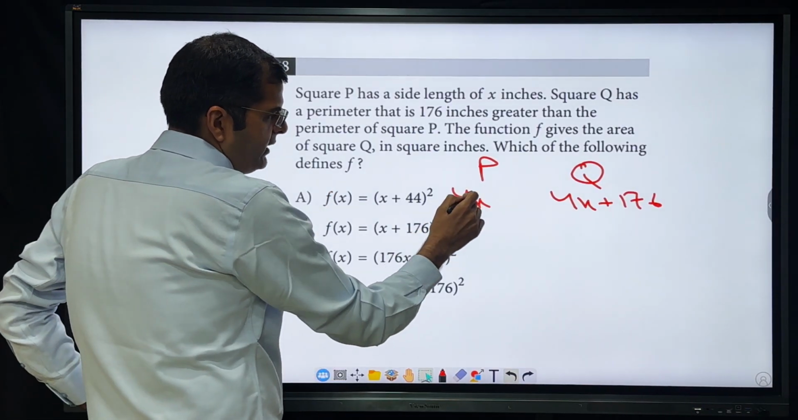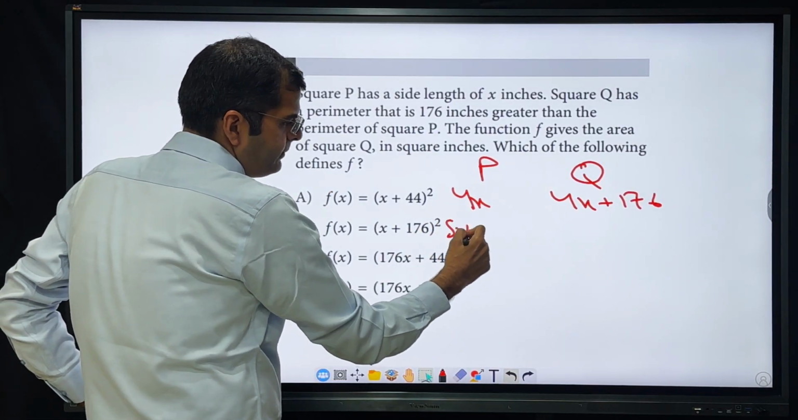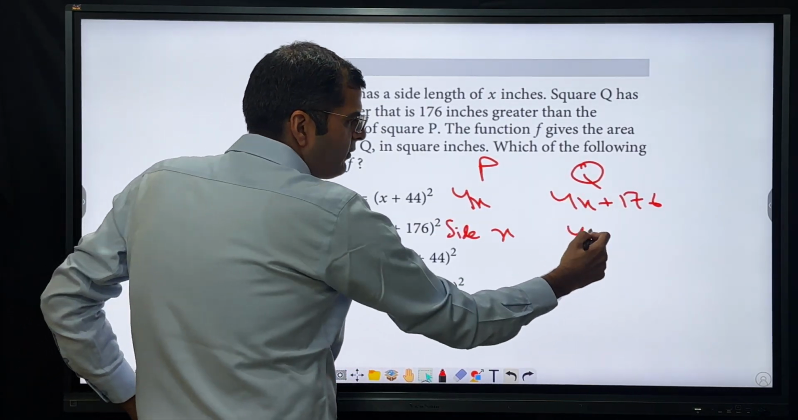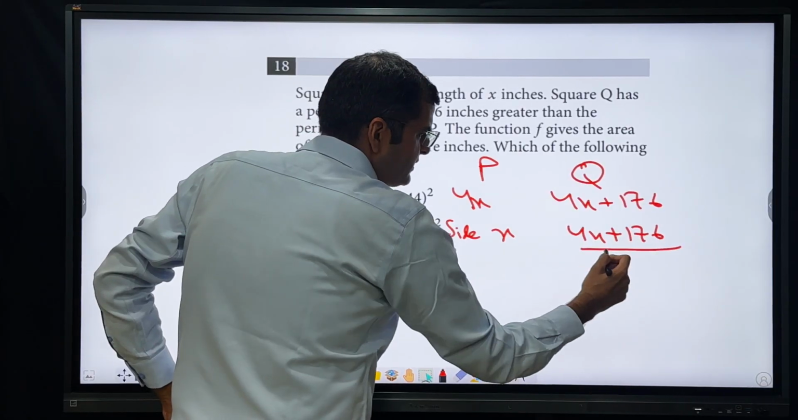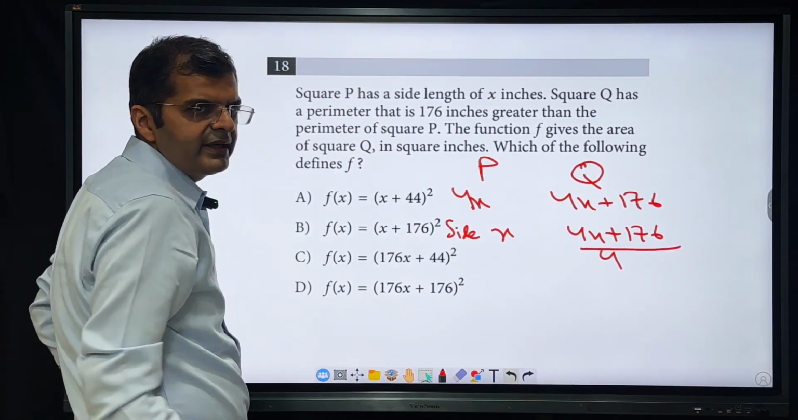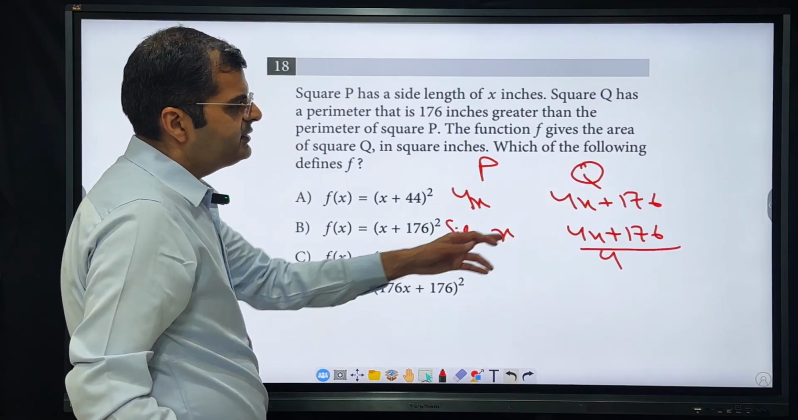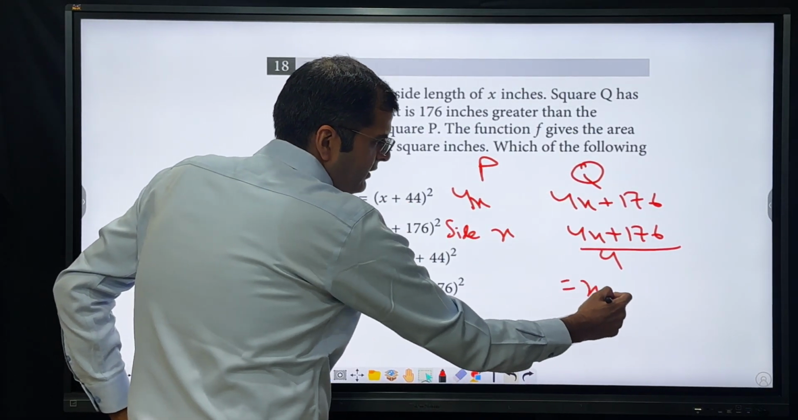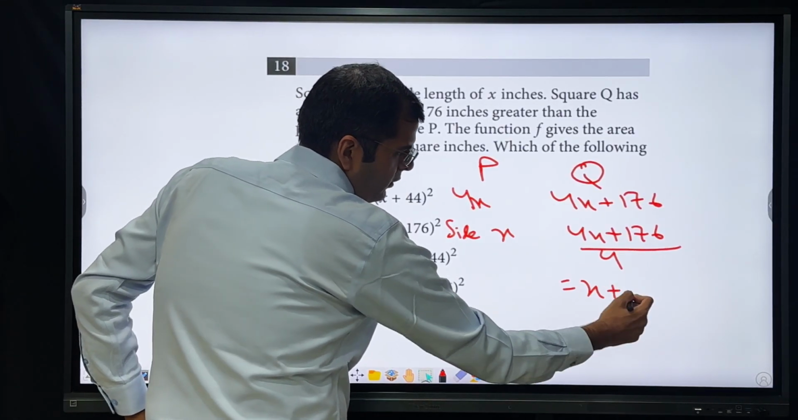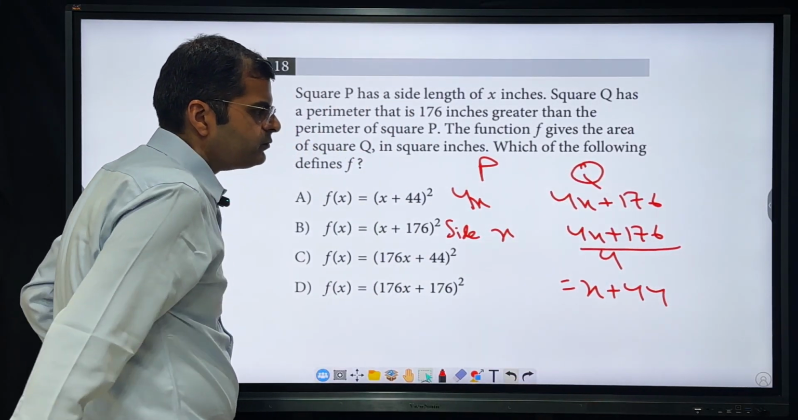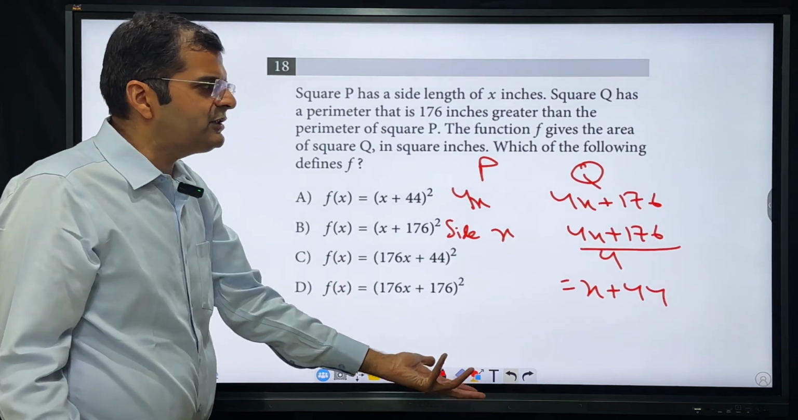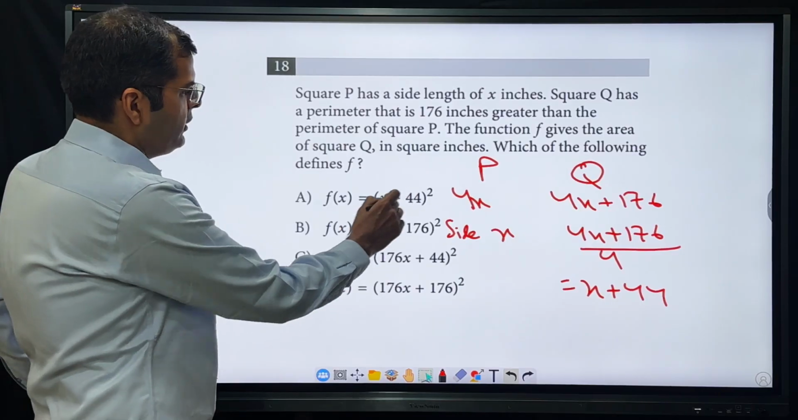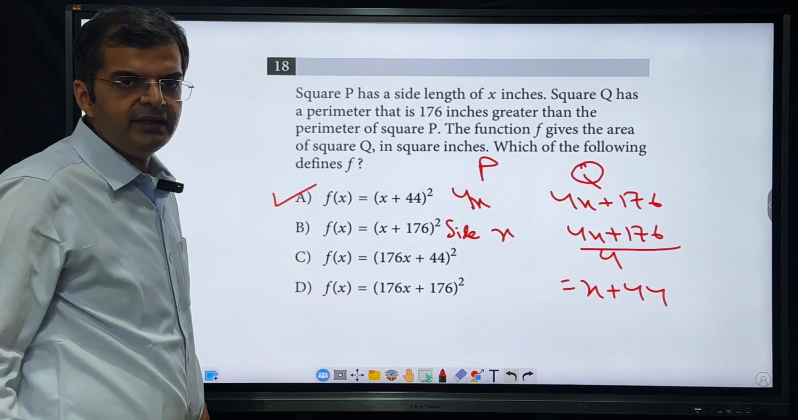So first of all, for P the side is x, so perimeter is 4x. Here the side will be what? 4x plus 176 divided by 4, because perimeter is 4x plus 176. In a square you divide it by 4 to get the side. That will be x plus 44. So Q side is x plus 44. So what will be the area? x plus 44 whole square. Answer option A is the right answer here.